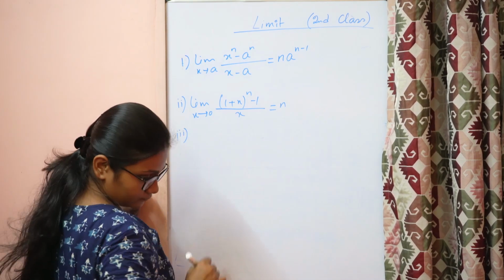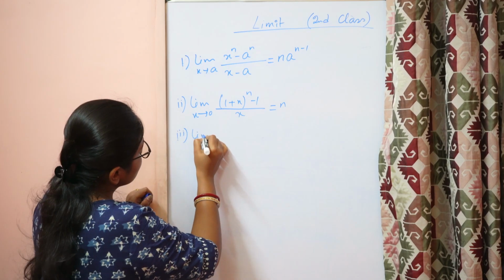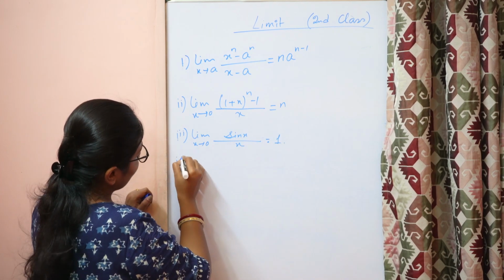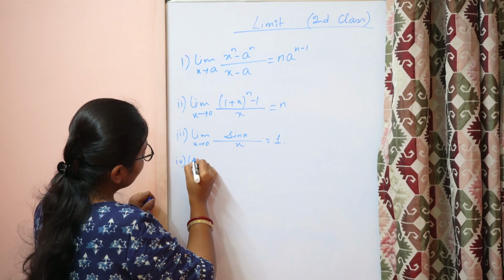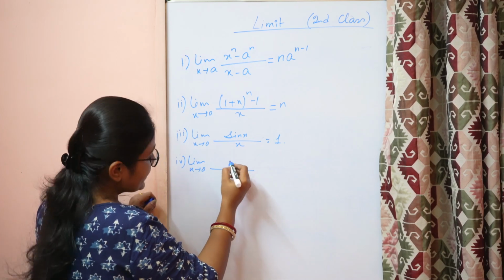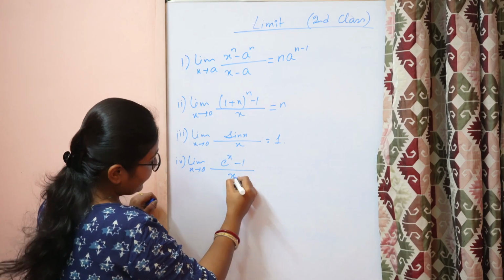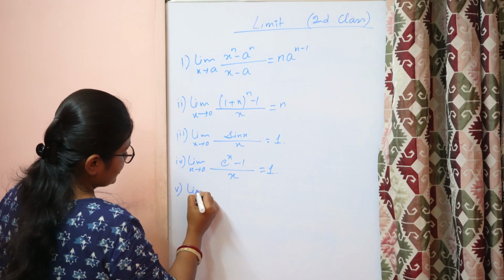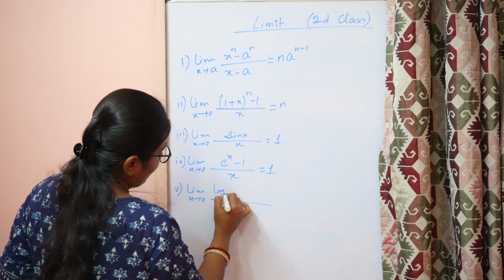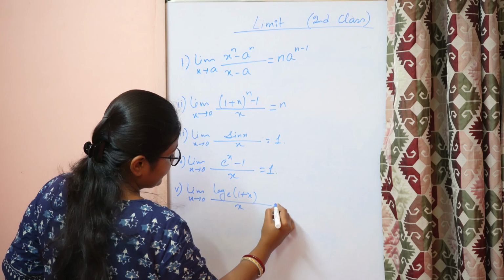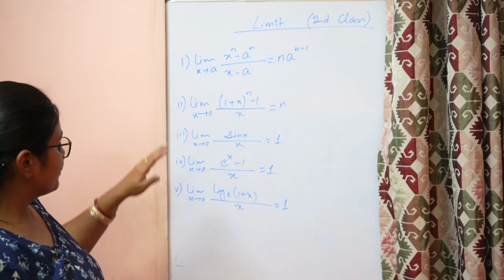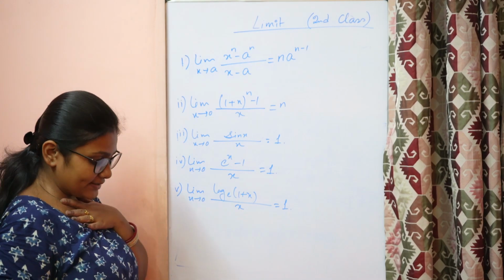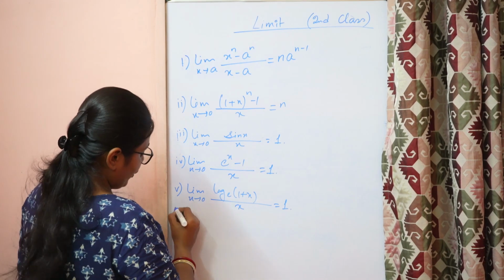Now the third one, limit x tends to 0 sin x by x is equal to 1. Okay. Now the fourth one, limit x tends to 0 (e to the power x minus 1) by x is equal to again 1. Now limit x tends to 0 log base e (1 plus x) by x is equal to 1. These formulas, or properties, you have to remember for doing the sums.